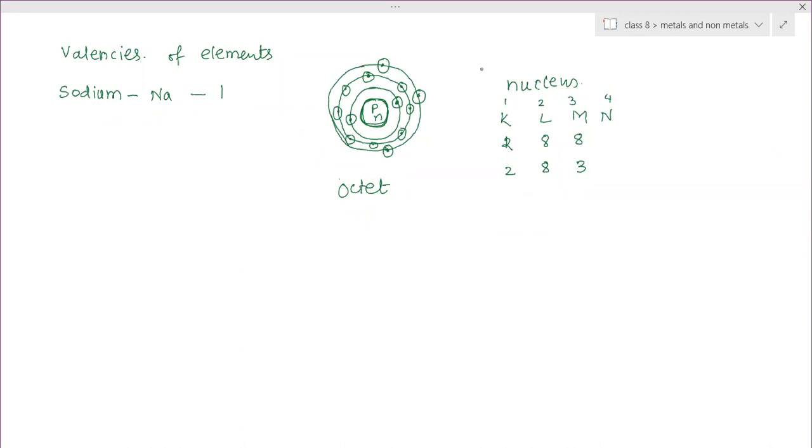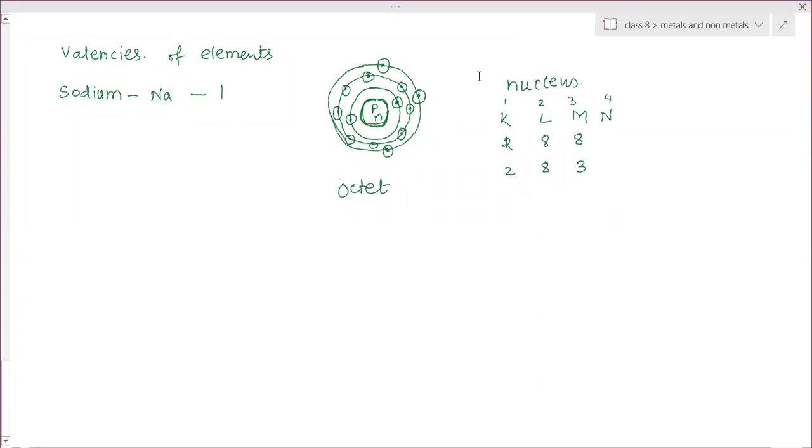So what will it do? Now it has two things it can do. Either it will lose 3 electrons. That means if it gives these electrons to someone, then it will have the second shell as its last shell, and it will have 8 electrons. That is the one option it has. And the second option: how many electrons are needed in the last shell?